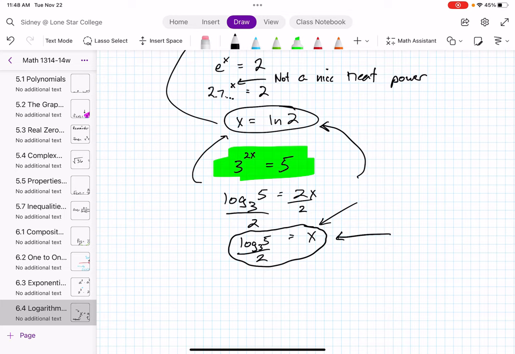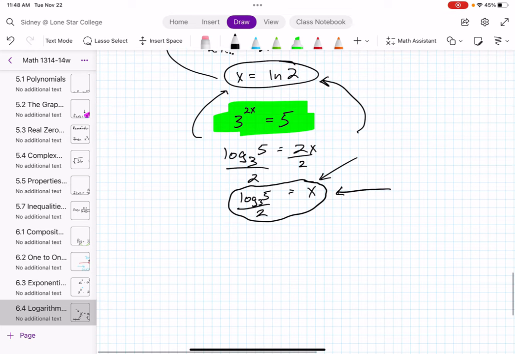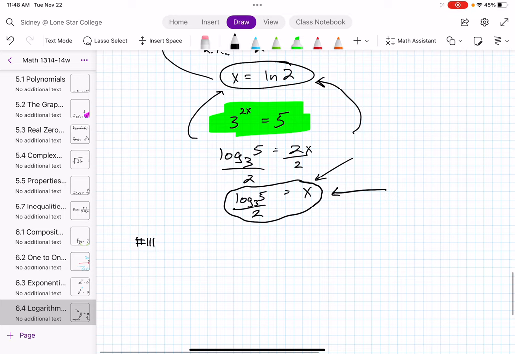I'm going to do one more example. Number 111 from page 476. It is 5 times e to the power of 0.2x equals 7. There is all kinds of ugliness existing right here. So the first thing I'm going to do is divide both sides by 5. And I have e to the power of 0.2x equals 7/5.